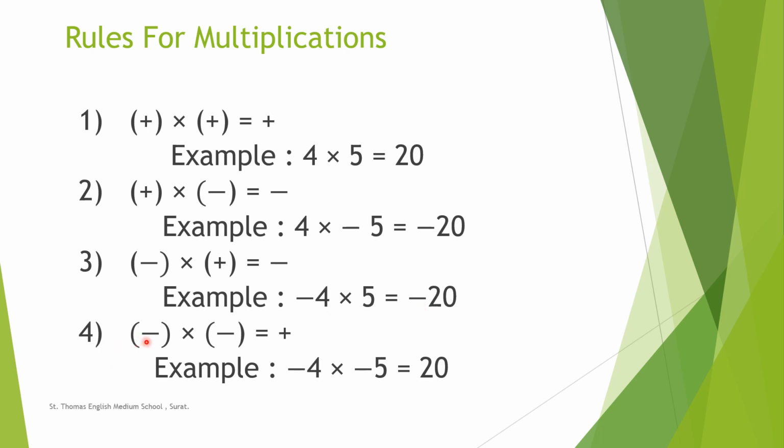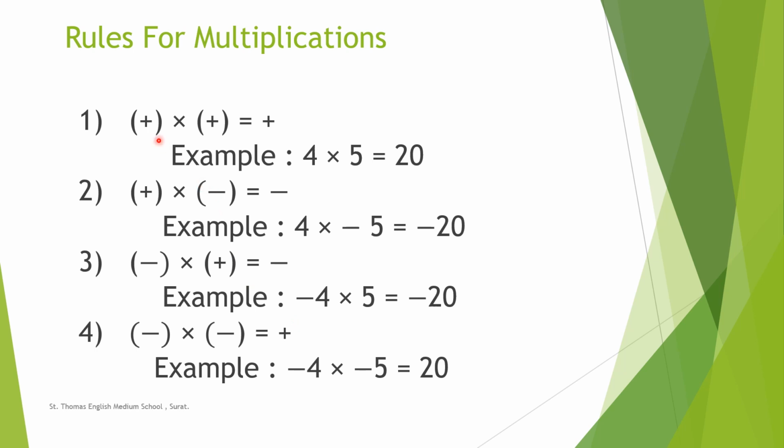Fourth one, minus into minus. That means two negative numbers are multiplied, always you will get a positive integer. For example, minus 4 multiplied by minus 5. Both are negative integers. So first you have to multiply the sign, minus into minus plus, and 4 5s are 20. That means when you multiply two negative integers, always you will get a positive integer.